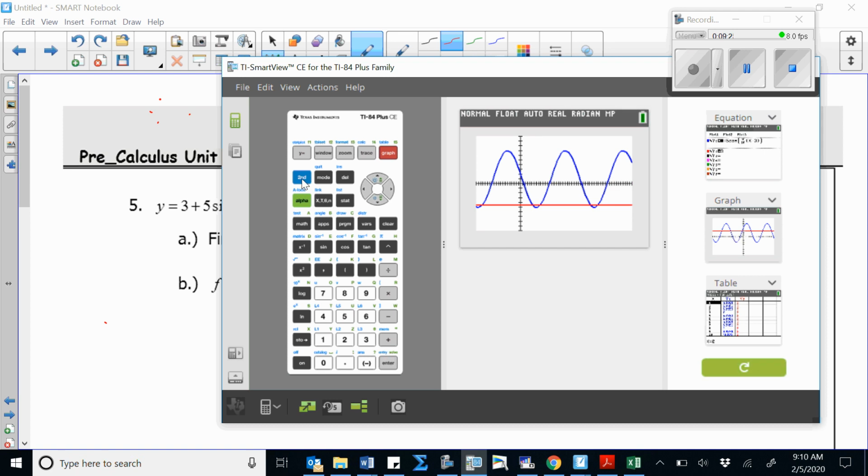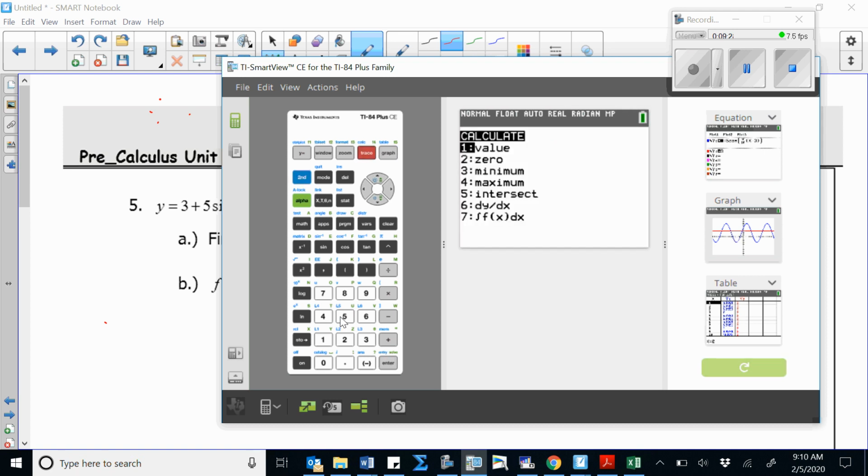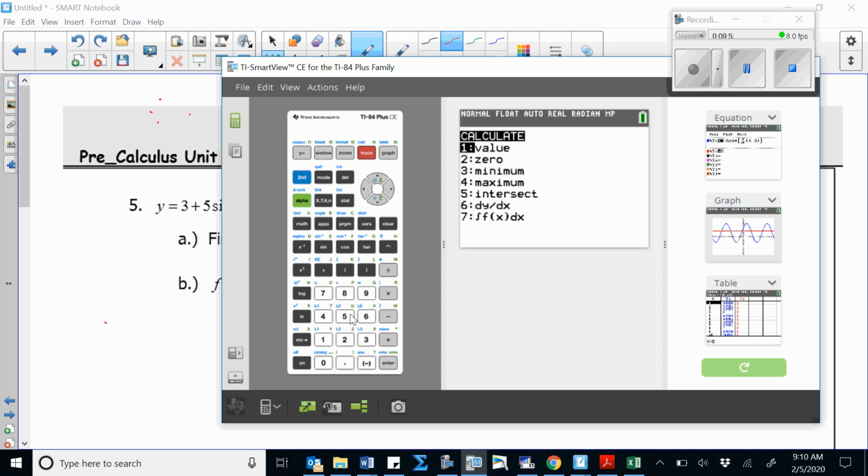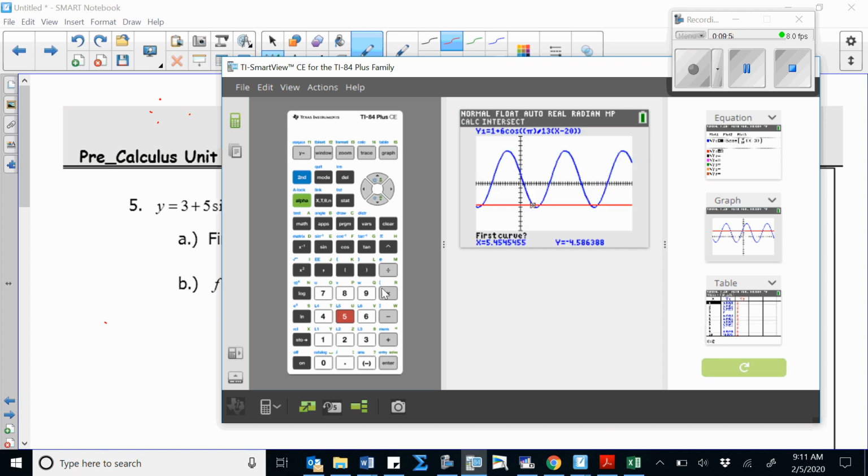So I'm going to go second trace, then number 5 intersect. The first curve is here, the second one, and then we need to go on top of the first point. And that's here. Okay, so when y is negative 4.5, for the first intersect, x is 5.298. Then the second one, second trace, you go to number 5. Then again, first curve, then second curve, and then we go on top of the second point that we're looking for here. And this time x is 8.701.